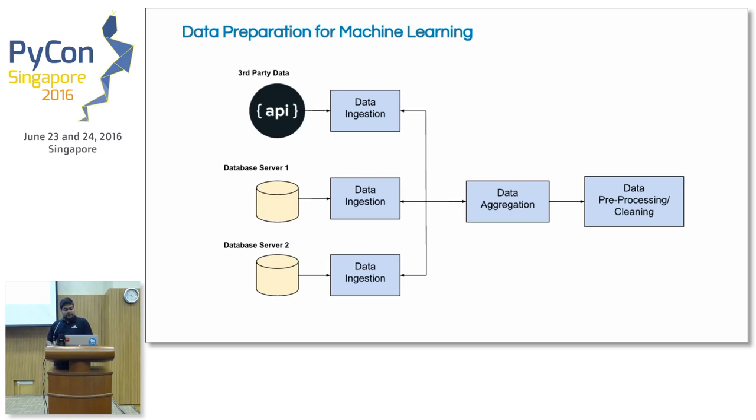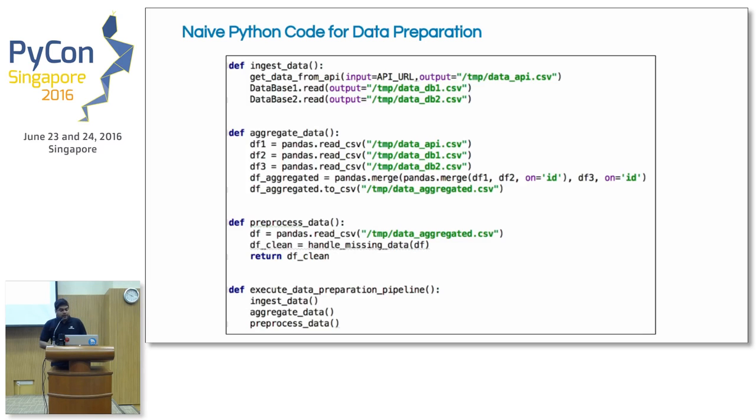So how do we code this? In Python, a few years back, what we used to do was write naive Python code. We used, for example, the urllib2 library to consume the API, and for database servers we used SQLAlchemy to query and consume the data from database server one and two. Then we do a join. This is how naive Python code looks for this diagram.